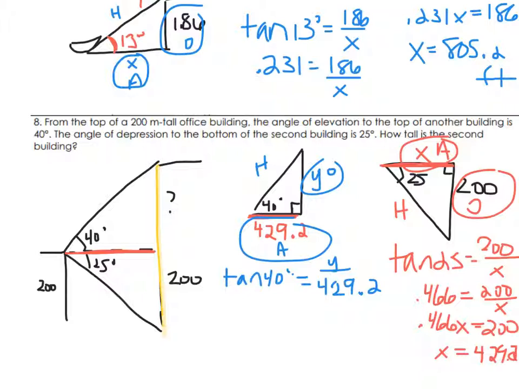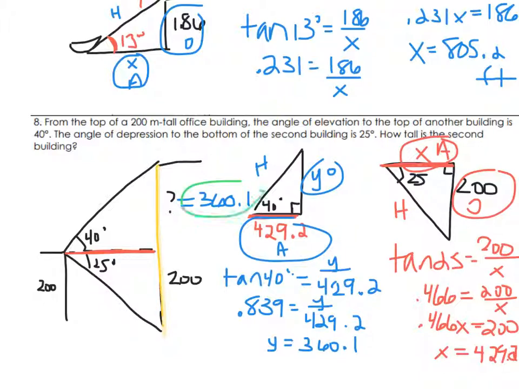Tangent of 40 degrees is 0.839 equals y over 429.2. So y equals 360.1. That's not my answer though, because that just gives me this top piece. So what do I need to do? I need to add 360.1 plus 200, and that gives me my final height of 560.1.